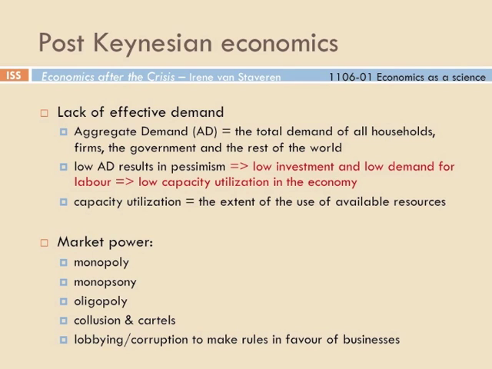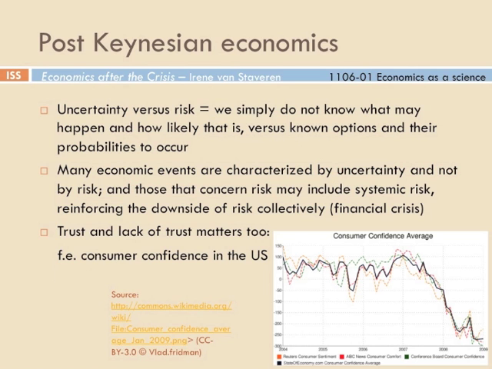The third theory that we discuss is post-Keynesian economics. It explains many economic shortcomings from either a lack of effective demand or market power. Post-Keynesian economics recognizes that the world is full of uncertainty.